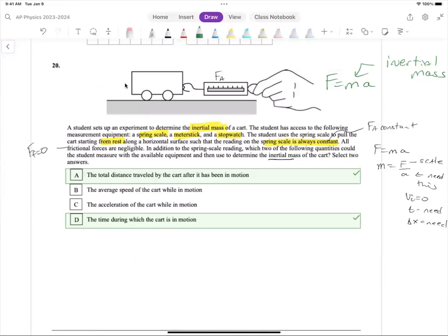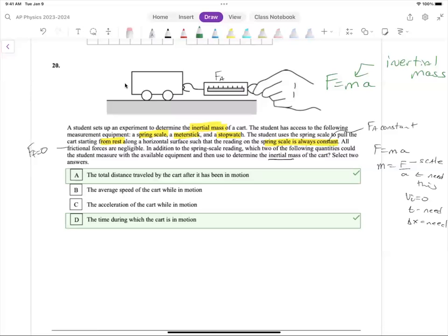A student sets up an experiment to determine the inertial mass of a cart. How many times have we been approached with this? The student has access to a spring scale, a meter stick, and a stopwatch. We got to use our fancy motion detectors to do this experiment.